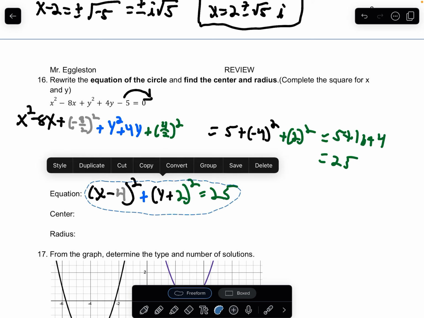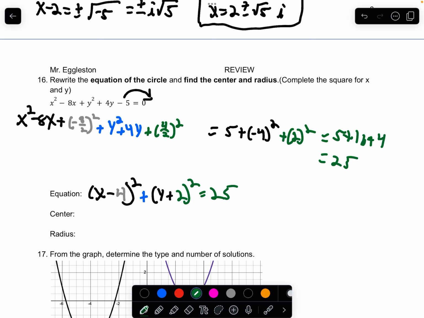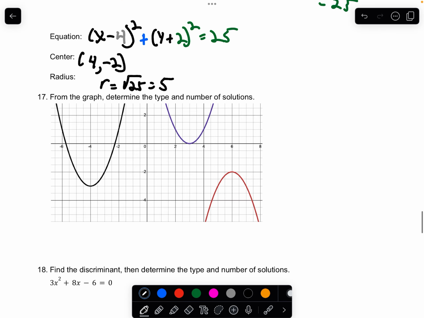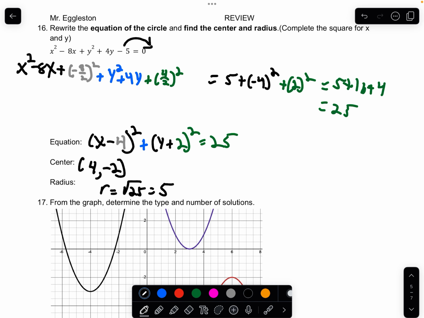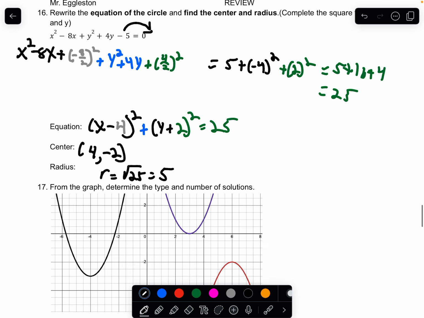What's neat about this equation, you can see what the center is. The center is going to be at, remember your variables are liars, not just the x's. Okay, and the radius is going to be the square root of 25, which is 5. Again, that's probably a little bit tricky, but actually the numbers are going to be pretty nice. It's not going to be that challenging, I hope.